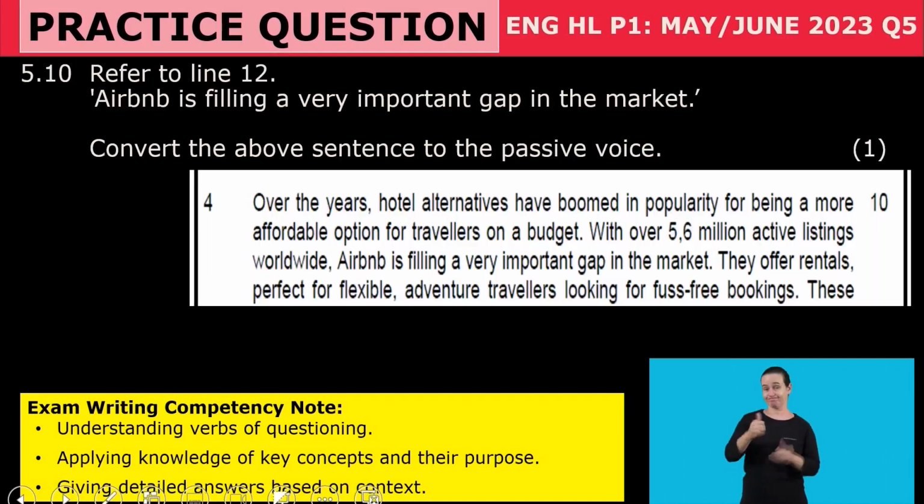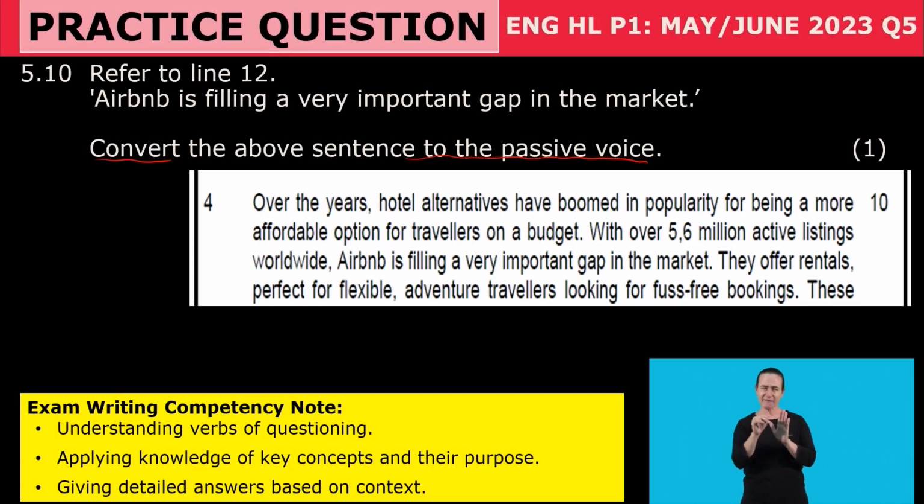Then we're going to question 5.10, refer to line 12. Airbnb is filling a very important gap in the market. Here we have to convert the above sentence to the passive voice. So always remember, grade 12s, you find the verb first.